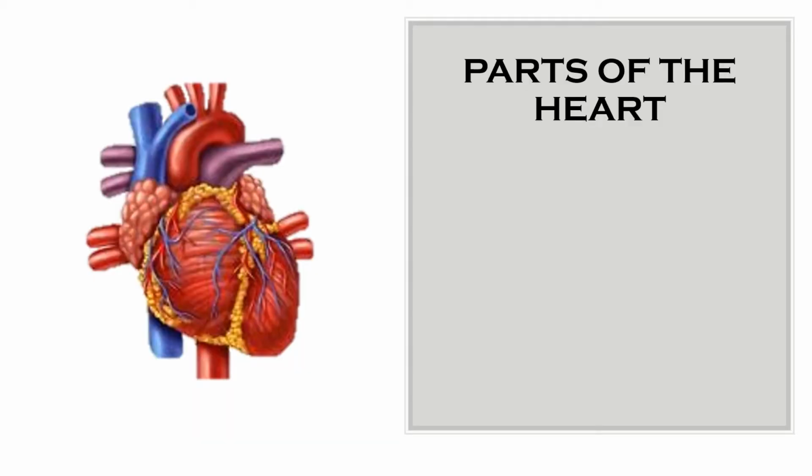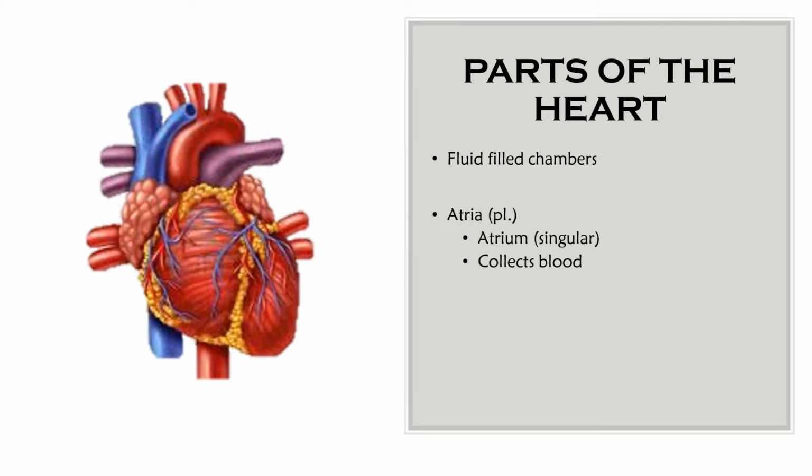Alright, so now that we've gone over the function of the circulatory system and the primary component of the circulatory system, let's go ahead and look at the parts of the heart. The heart is made up of fluid-filled chambers, one of which is the atria, or atrium if it's singular, and the atrium is where blood is being collected. In the case of the mammal, the right atrium is collecting deoxygenated blood from the body, and the left atrium is receiving or collecting oxygenated blood from the lungs. So it is just the collecting fluid-filled chamber.